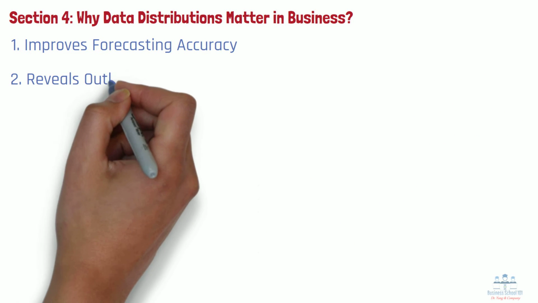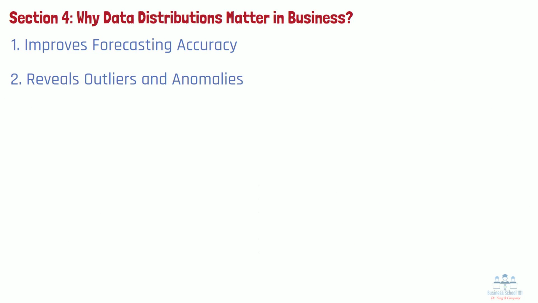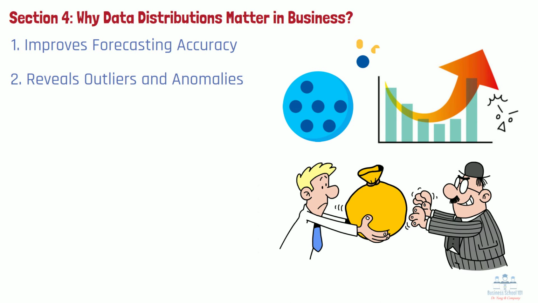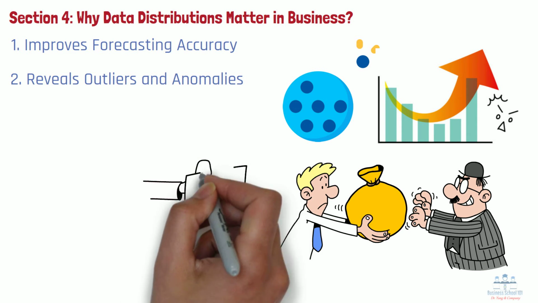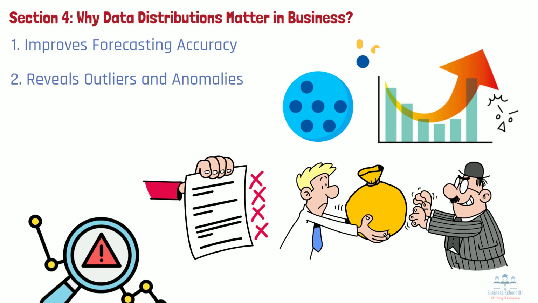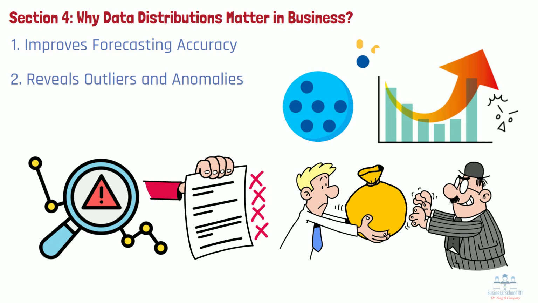Number 2. Reveals outliers and anomalies. Data distribution helps detect outliers, which refer to values that fall far from the norm. In finance, a sudden spike in spending might indicate fraud. In HR, an unusually low employee satisfaction score could signal a deeper issue. By visualizing the distribution, businesses can spot these red flags early and respond accordingly.